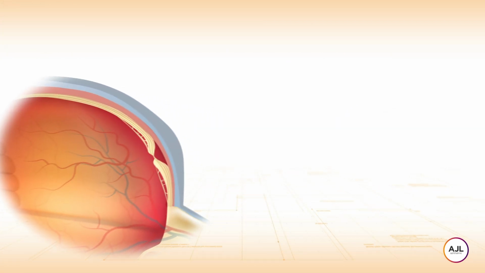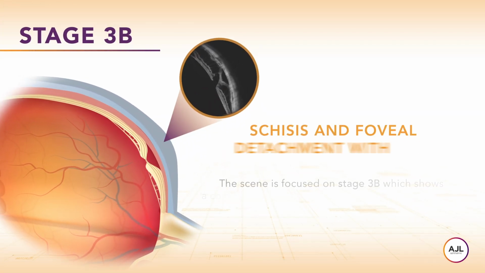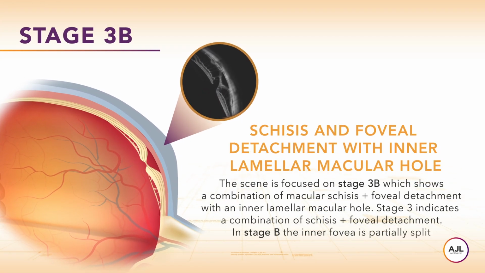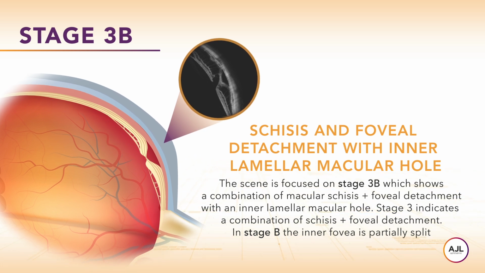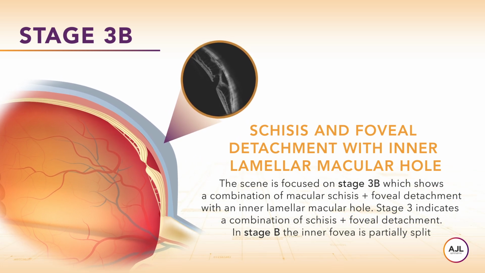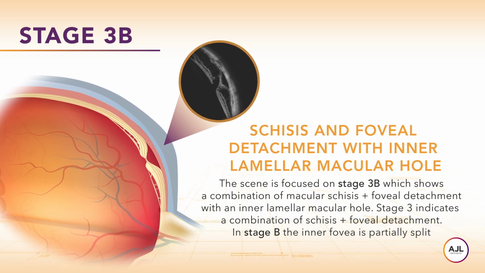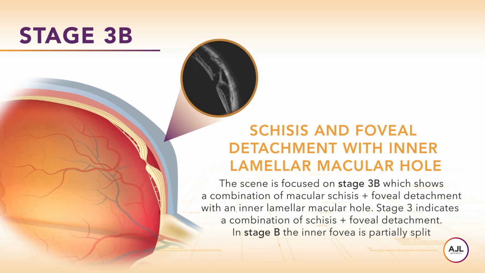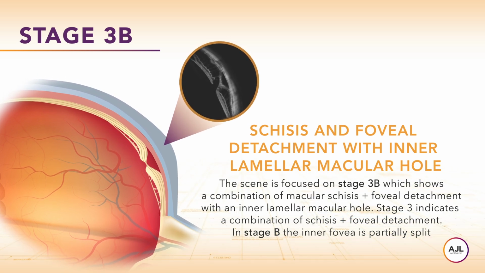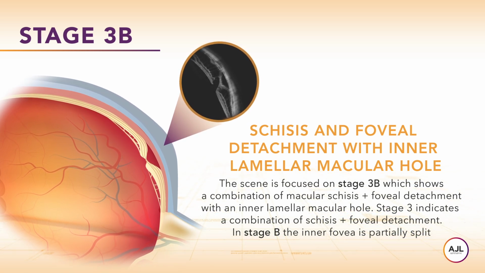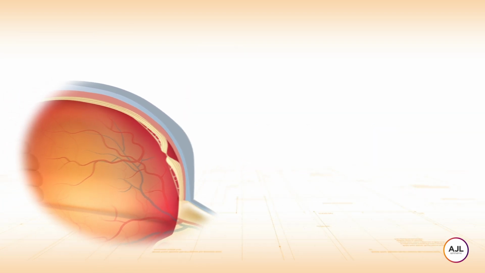The scene is focused on stage 3B, which shows a combination of macular schisis and foveal detachment with an inner lamellar macular hole. Stage 3 indicates a combination of schisis and foveal detachment. In stage B, the inner fovea is partially split.